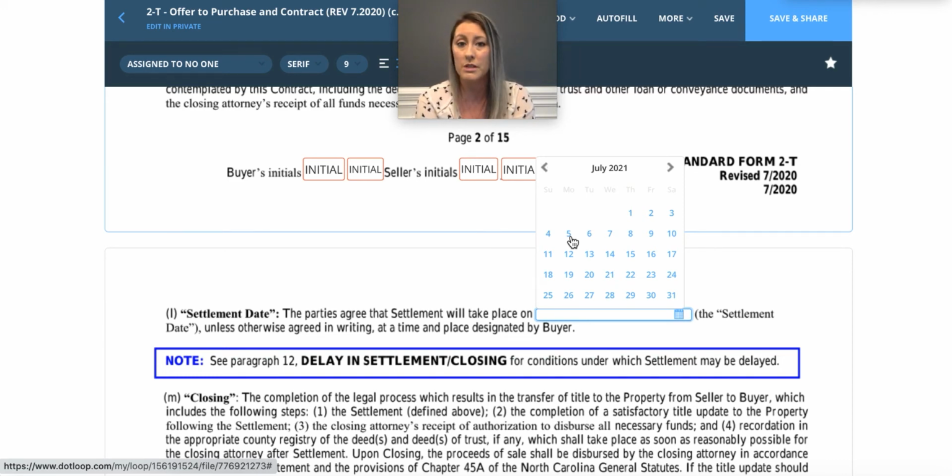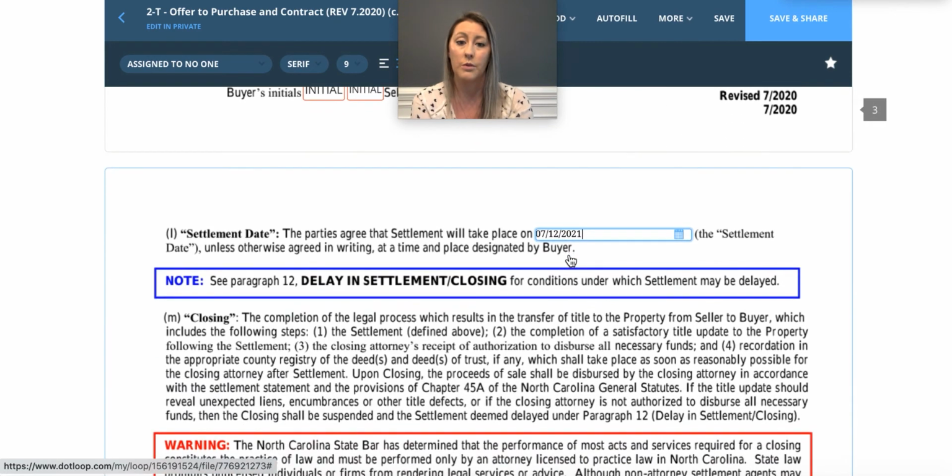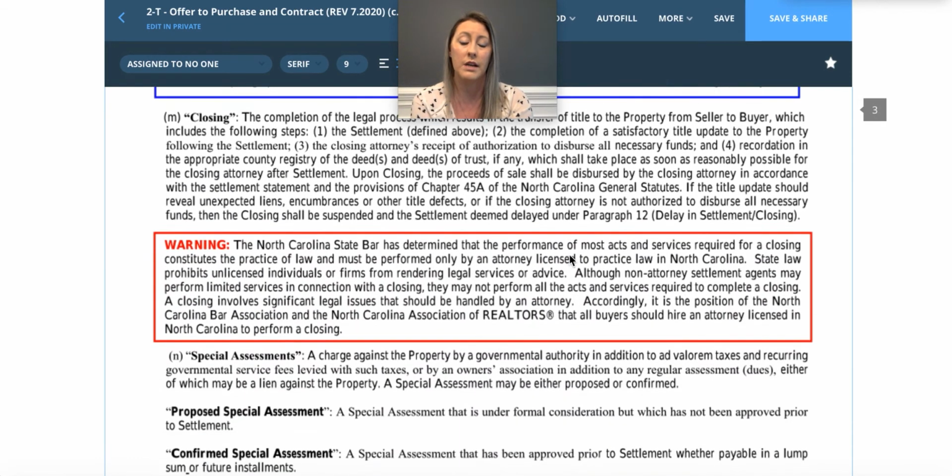I do not like to put closings on Fridays. Sometimes if you have a late closing, like a 5 o'clock closing on a Friday, that may not get recorded. The deed might not get recorded till Monday, so your clients won't be able to enter into that home and move in that weekend, unfortunately. So I like to do it as early in the week as possible. For this one, we're going to do a Monday closing. Now, that's not always the case. Yes, there are closings on Friday, but personally I don't like to do it unless it's one of the first ones in the morning, and you're not always guaranteed what time it's going to happen.